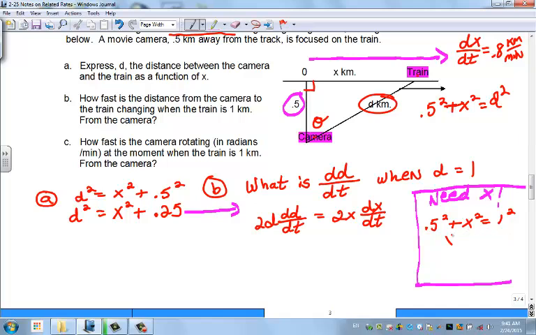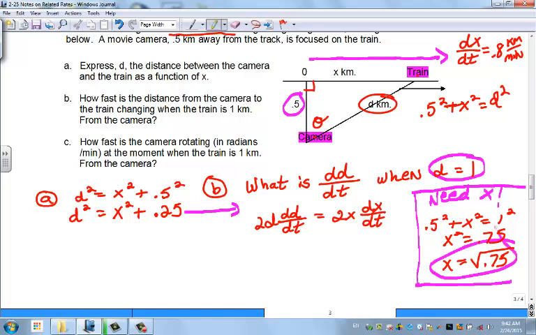So we get x squared equals 0.75, and then x equals radical 0.75. So radical 0.75 is what we're going to put in for x. We know what we're going to put in for d already. We've got d, we've got x, and guess what? We even have dx/dt from up above. So we have everything except for dd/dt, which is exactly what we need.